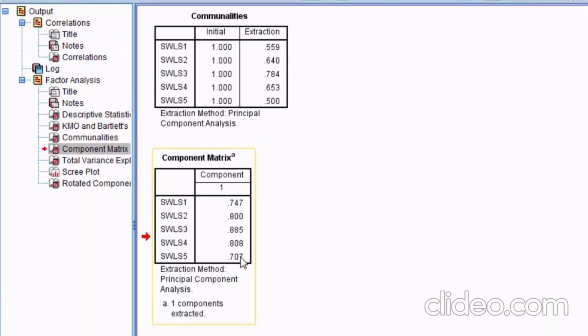So that's 0.89. In SWLS3, once again, "I'm satisfied with my life." So we could say that this is life satisfaction. That's exactly what this is. It's the Satisfaction with Life Scale, actually. And the other items too all measure life satisfaction in one way or another.